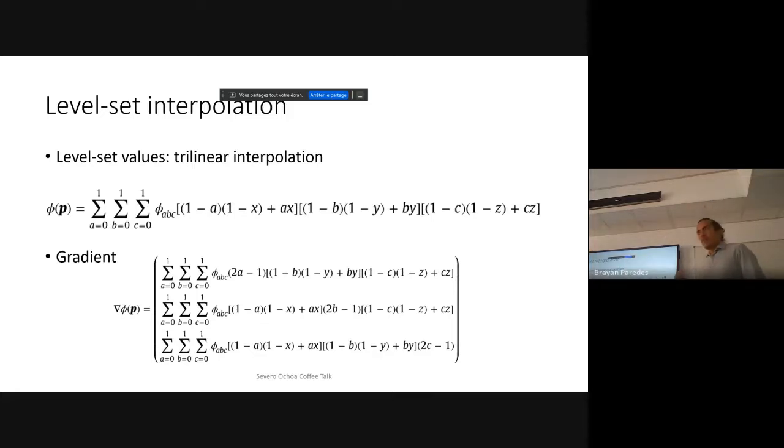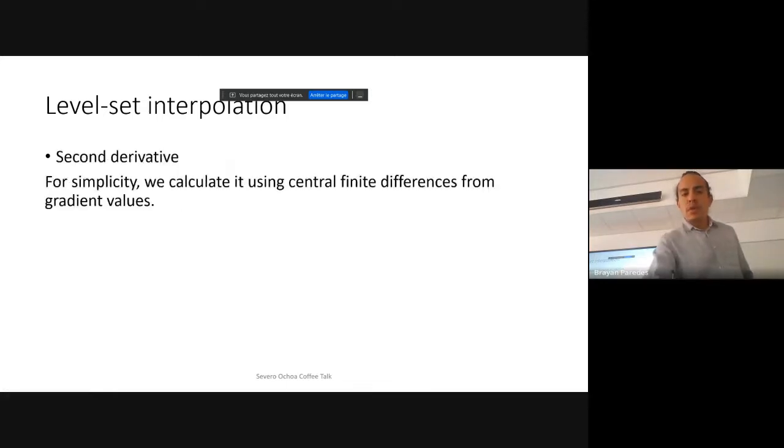Once we have the values in the grid, what we need is to interpolate. For simplicity we use a trilinear interpolation. As you can see here, A, B, C are any points on the grid. From this function we can calculate the gradient, so we have the gradient at any point of my domain. Also, in the way that I will explain later, we need the second derivative. For simplicity, we calculate it using central finite differences from the gradient values at different cells of my grid.